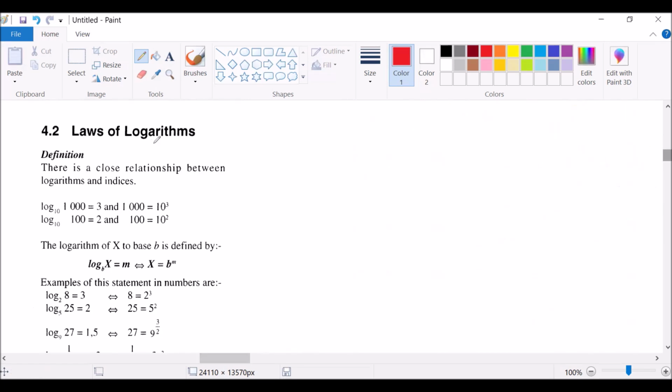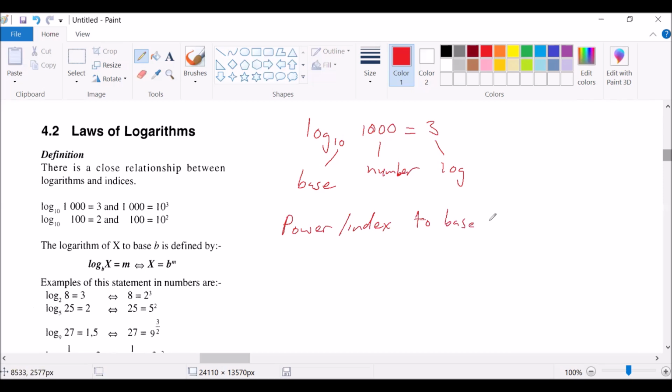Now we move on to laws of logarithm. There is a close relationship between logarithm and indices. If we say log to base 10 of 1000 is equal to 3, we can read this as the base log the number. A logarithm is a power. So we are saying the power or index to base 10 of 1000 is 3. So the base is 10, the log or the power is 3 for us to get 1000.